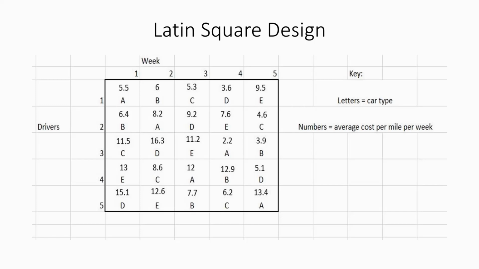As labeled in the key, you can see the letters are the car type and the numbers being the mileage recorded through each vehicle. This Latin square design lets you organize this data effectively and be able to find the average mileage of each vehicle corresponding to the person driving it that week. And then in the end, you'd be able to find out which is the most efficient different brand of car you would want to choose.